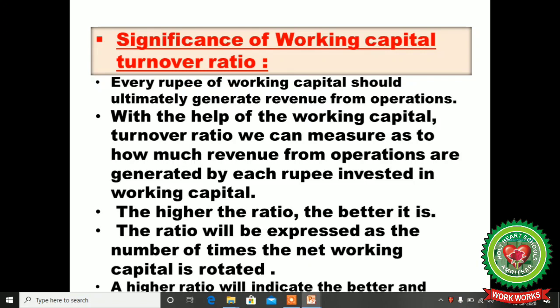Significance of the working capital turnover ratio. Every rupee of working capital should ultimately generate revenue from operations. With the help of this ratio, we can measure how much revenue from operations is generated by each rupee invested in working capital. So you find out the money invested and how much money is generated with the help of this money. The higher the ratio, the better it is. The ratio is expressed as the number of times the net working capital is rotated. So if your ratio is higher, it is good for the company.